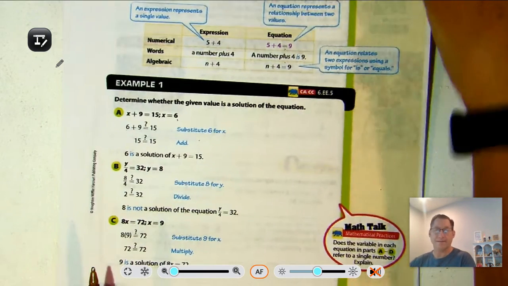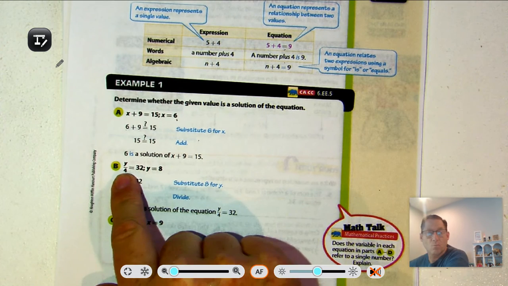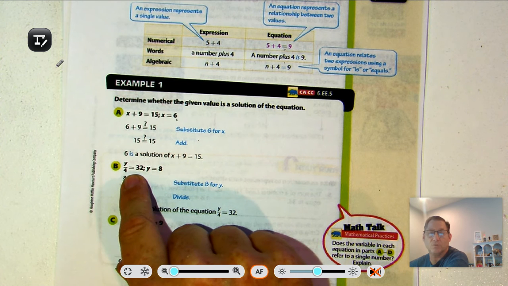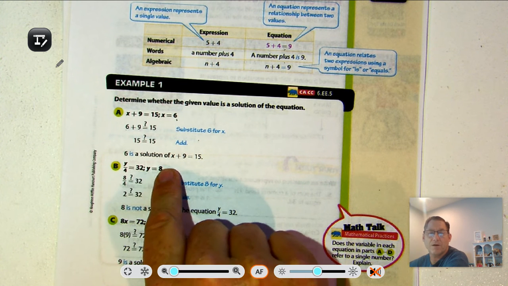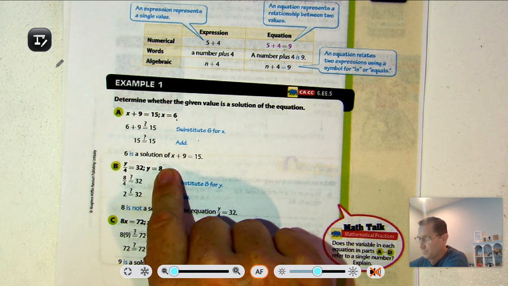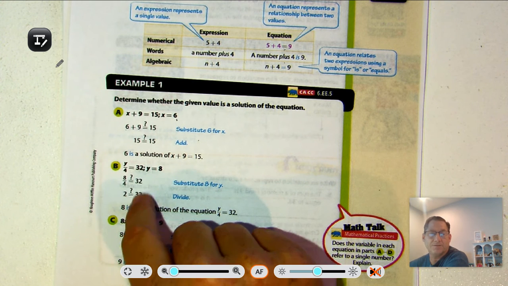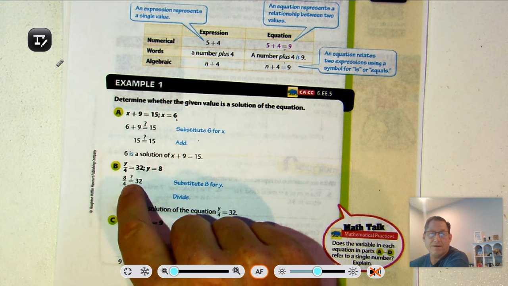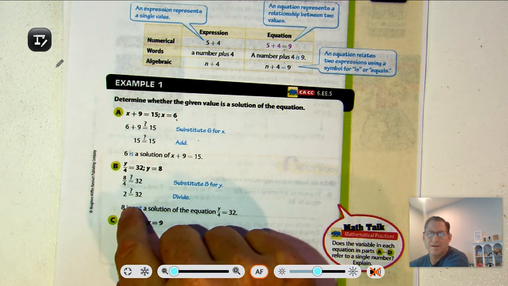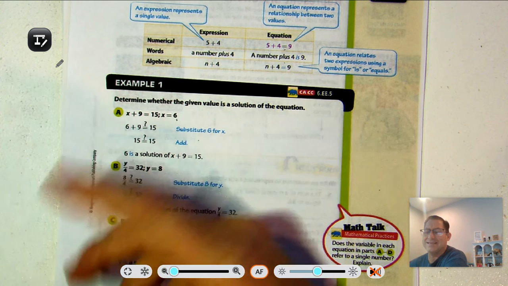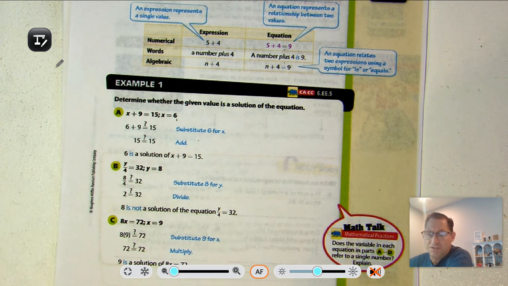Another example would be y, some number, divided by 4 equals 32. And we want to know, is 8 a solution? So we're going to substitute 8 for y, and then we're going to divide. 8 divided by 4 is 2. 2 doesn't equal 32. So 8's not a solution of the equation.